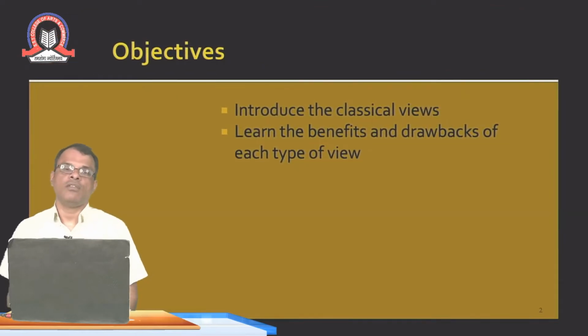First we will see our objectives for today's session. Introduce the classical views, and second, learn the benefits and drawbacks of each type of viewing. So we are going to learn about classical views, and second we will see the benefits and drawbacks of these views.